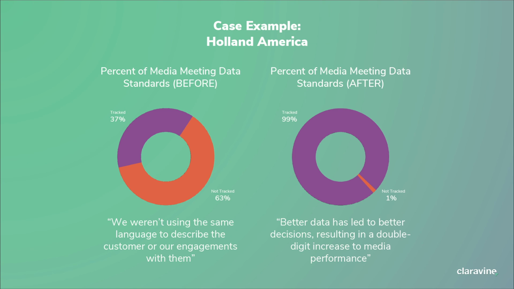Before using Claravine and becoming a customer, 63% of their campaigns were not tracked properly, or in some cases maybe not tracked at all, and they weren't using the same language to describe how customers were engaging to be able to properly analyze the most effective media and ad spend. After putting Claravine in place, almost 100% of their paid media campaigns were tracked, which ultimately led to them making better business decisions by being able to understand the allocation of their media through that standardization and standard naming conventions.